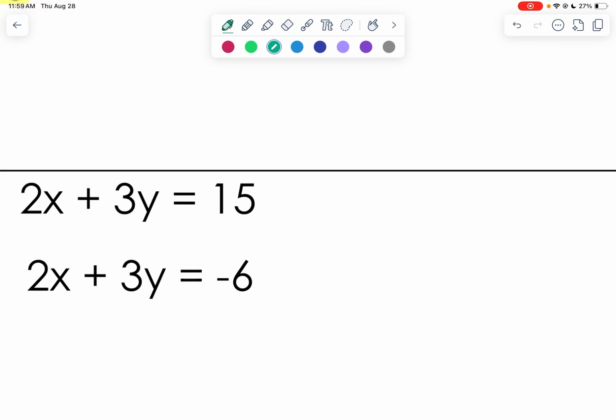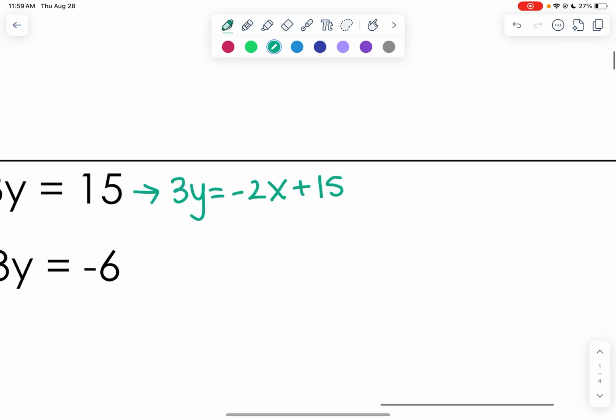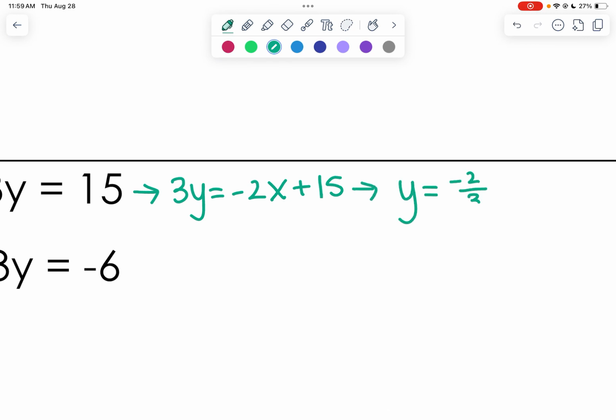If you were going to solve for y and put it in slope-intercept form, I would subtract the 2x, and then I would divide by 3. So I have 3y equals negative 2x plus 15, and then divide by 3. So I would get y equals negative 2/3 x plus 5.